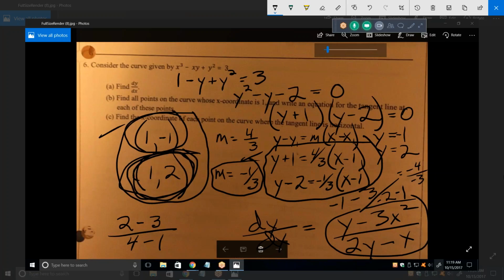Now, again, this is a long problem. I don't know that it's necessarily hard, but it is of the type that would be on the AP Calc exam and all the way, I haven't even looked at the C part yet. Find the x coordinate of each point on the curve where the tangent line is horizontal. Okay, let me erase some of this stuff.